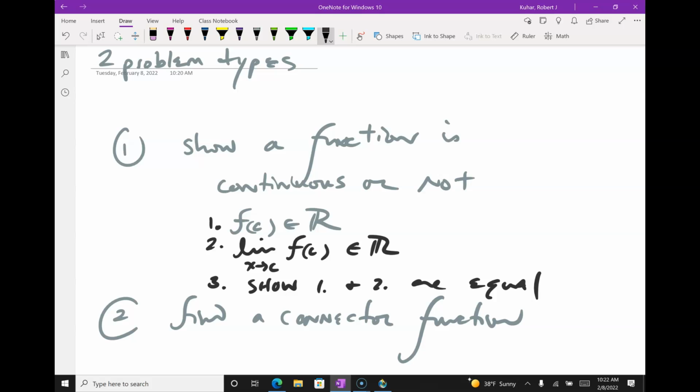So it could fail at any of those steps, and this is the most logical process. First, plug it in. If it fails, done, it's not continuous. Plug it in, fine. Find the limit. If there's no limit, not continuous. Plug it in, find the limit. If they don't match, not continuous.